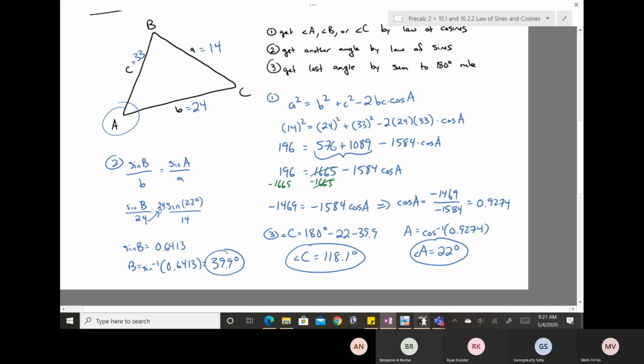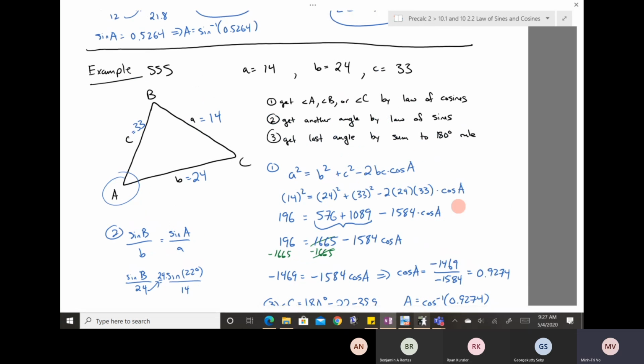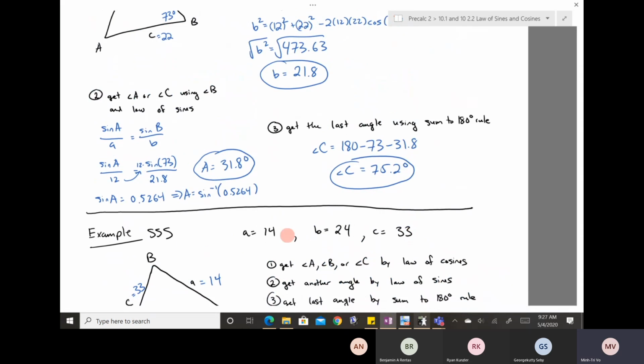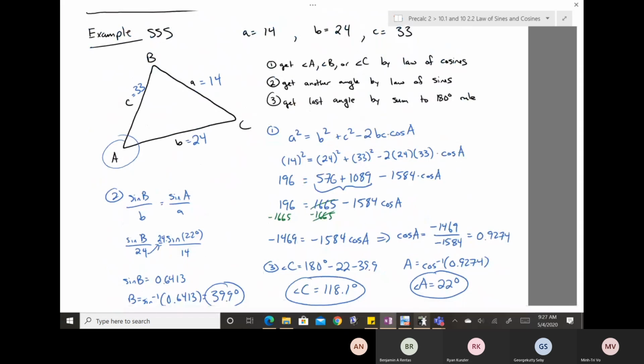Okay, so that's the law of cosines. Are there any questions on the law of cosines?